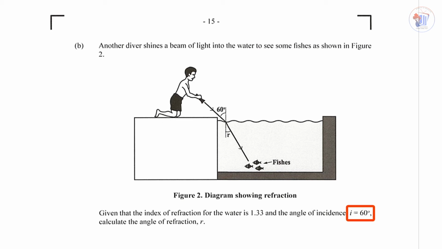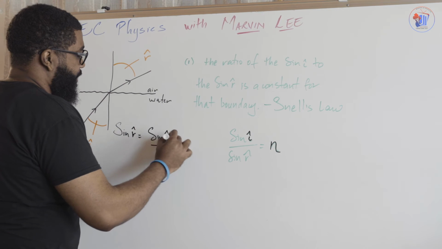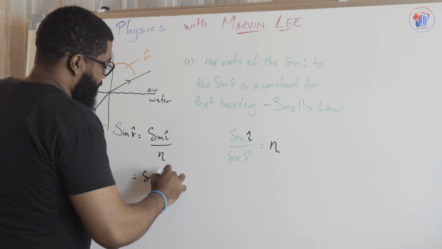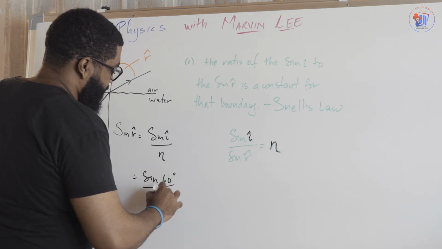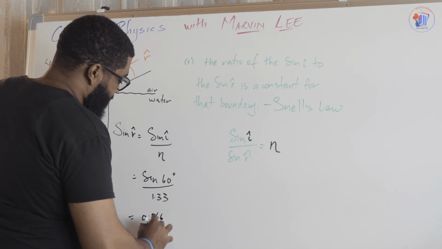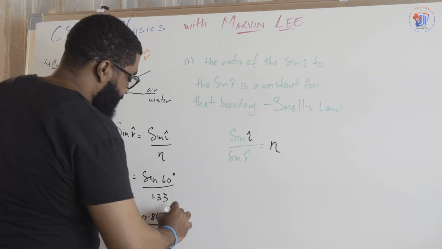They give you the angle of incidence, they give you the index of refraction, and they're asking you to find the angle of refraction. You just have to manipulate the formula. If we rearrange, we get sine r is equal to sine i upon n. So this is the sine of 60 degrees upon 1.33. This is 0.866 over 1.33. That gives us 0.651.